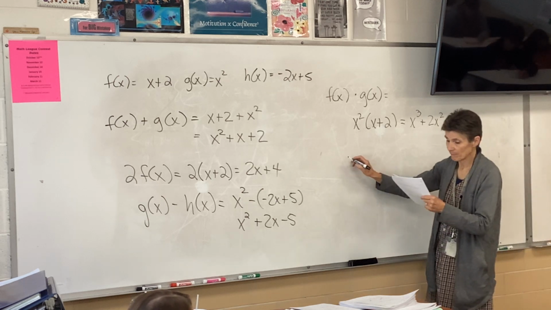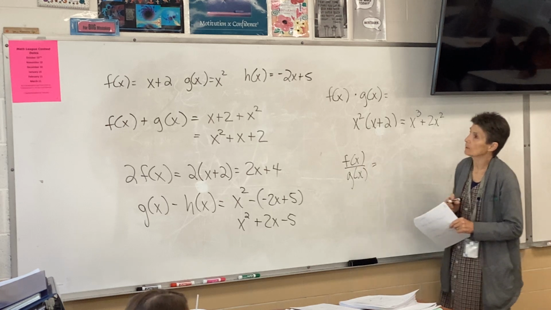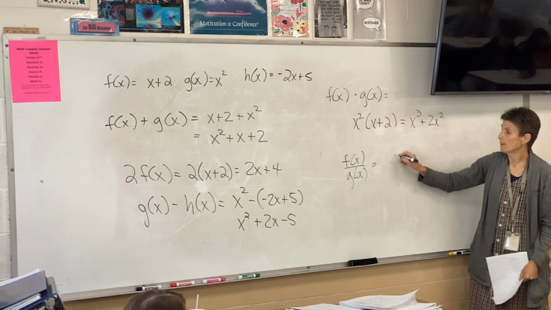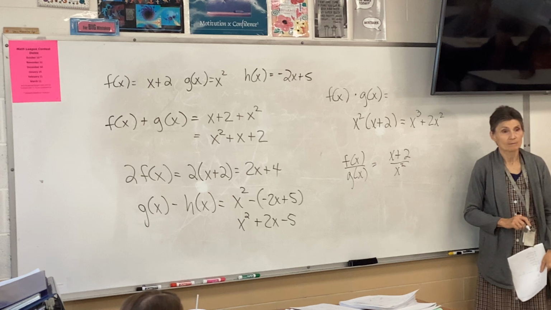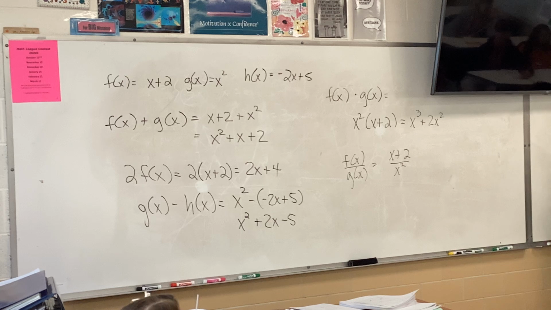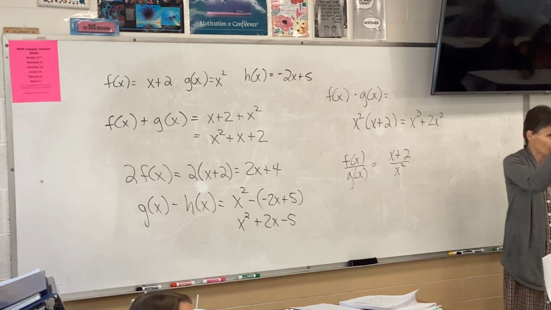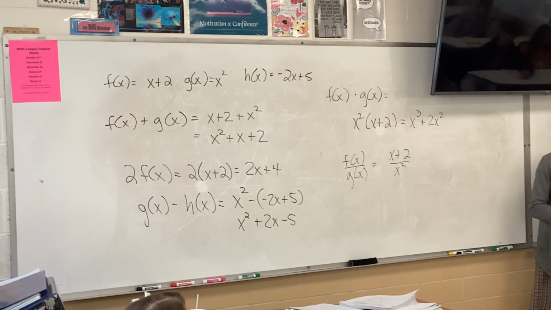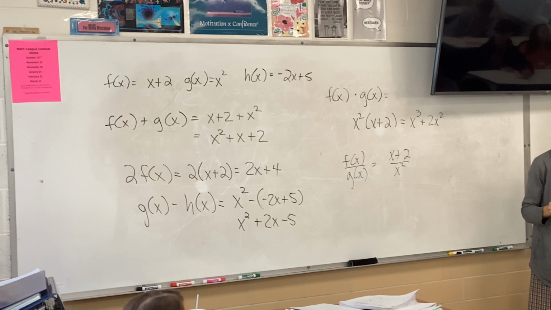And then finally, what does f of x over g of x look like? X plus 2 over x squared. Yep. And Willow, does anything cancel there? No, good. We're not going to cancel unless we can factor first. If we can factor, then we can cancel out. But since there's no factoring, we're not going to be able to cancel. All right, so everybody okay with that? Add, subtract, multiply, divide, pretty easy.